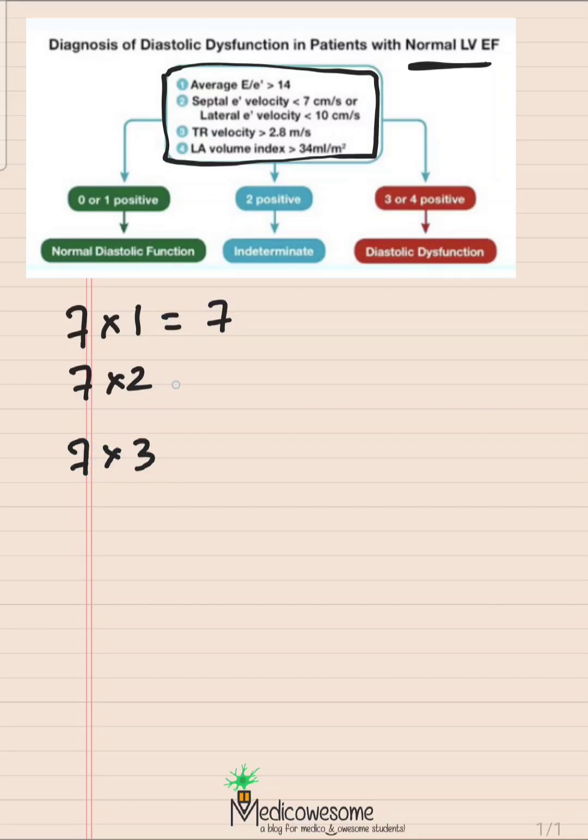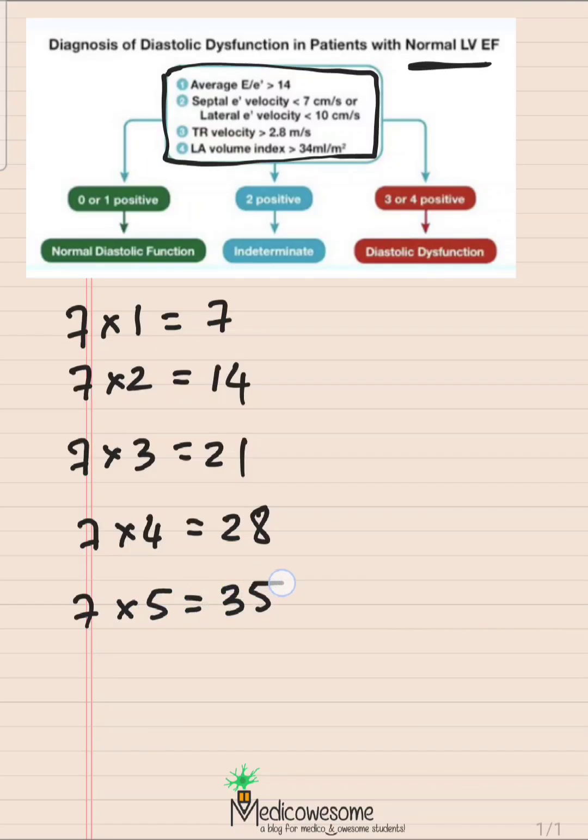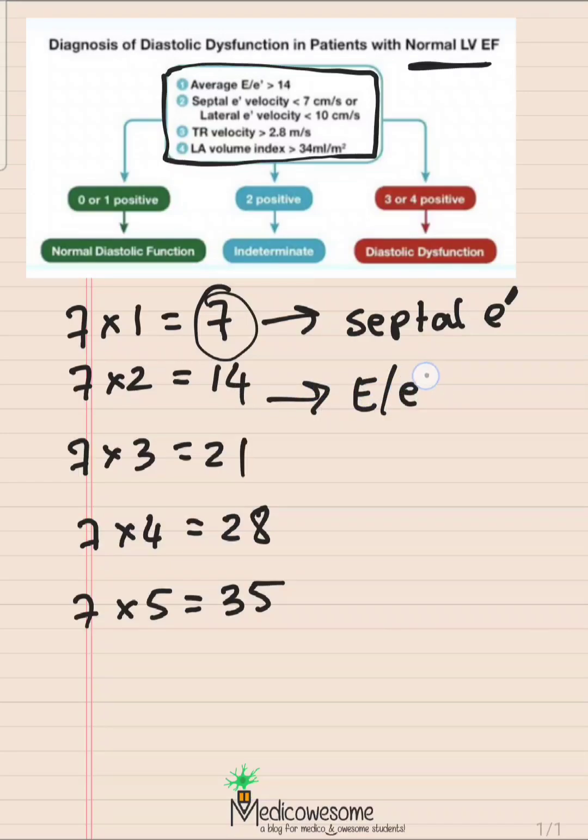You have 7 times 1 equals 7, 7 times 2 equals 14, 7 times 3 equals 21, 4 equals 28, and 7 times 5 equals 35. And so 7 times 1 equals 7 helps me remember that it's the septal E prime velocity. And if the septal E prime velocity is less than 7 centimeters per second, that's one of the criteria. 7 times 2 is 14. So 14 helps me remember that if the E over E prime ratio is greater than 14, that's one of the criteria. 7 times 3 is 21 is not there.